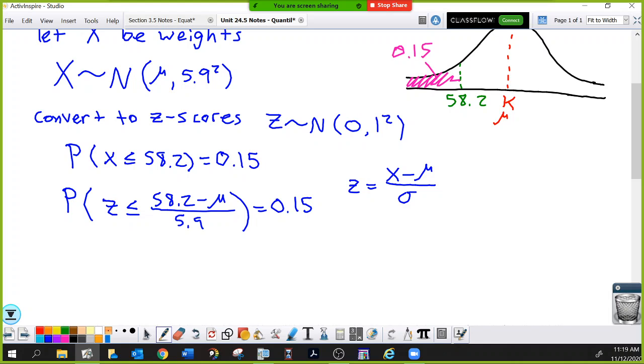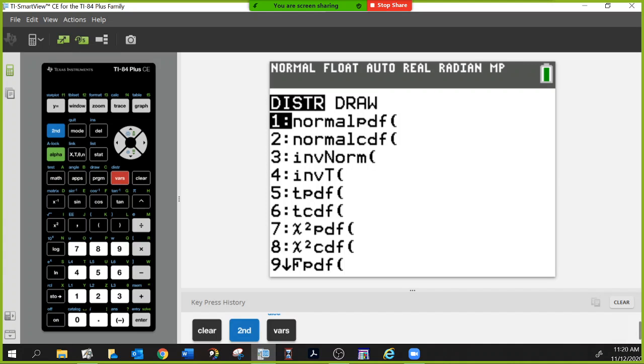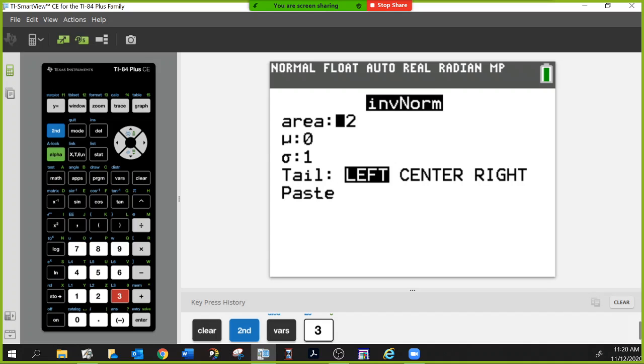Finding a value on the horizontal axis is done using inverse normal. Normal CDF gives you the area. Inverse normal takes the area but gives you back the x or k or z value that created it. So we use inverse normal with the standard normal because the mean is 0 and the standard deviation is 1. I'm going to go to my graphing calculator. Second vars, inverse normal is 3. The area is 0.15, and I am going to the left because that's where I shaded.